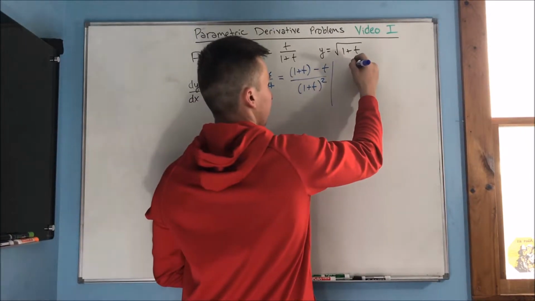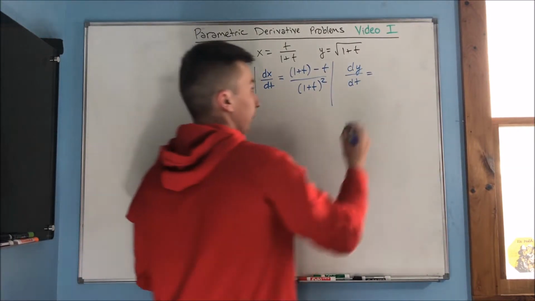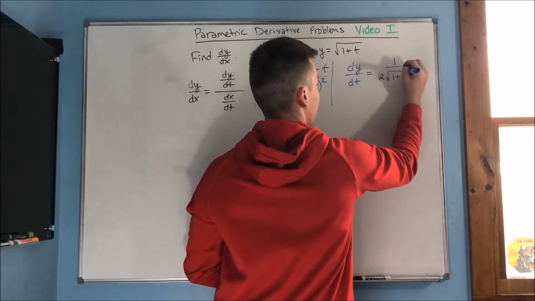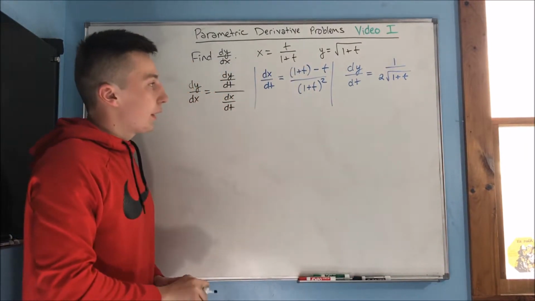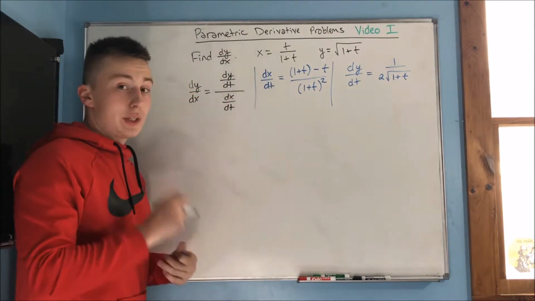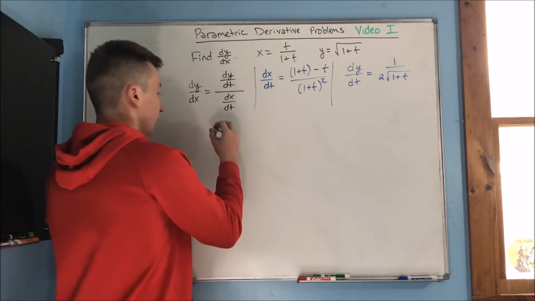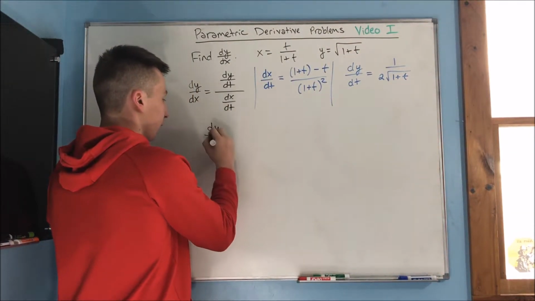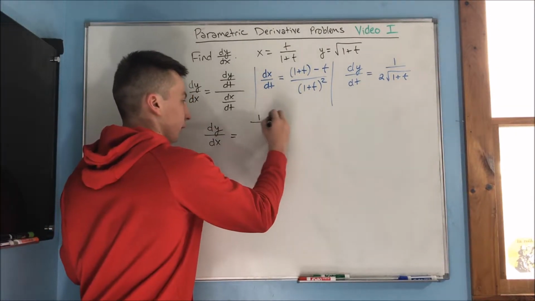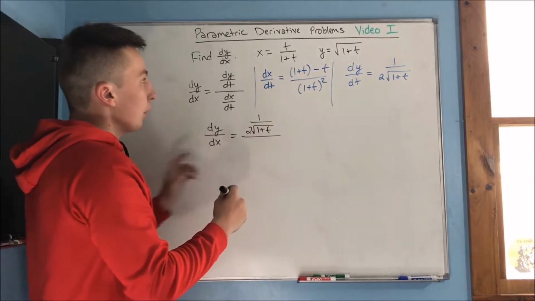Now we've got to also find dy/dt. Well, that's just going to be 1 over 2 radical 1 plus t. Okay, great. So we have these, we can literally just put them into this equation and we have our derivative. So dy/dx is going to be equal to 1 over 2 radical 1 plus t, over 1 plus t minus t.